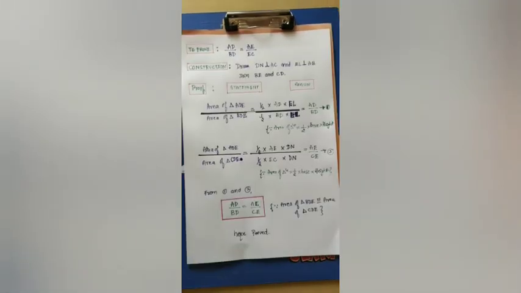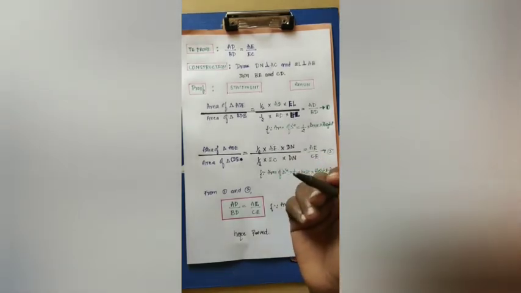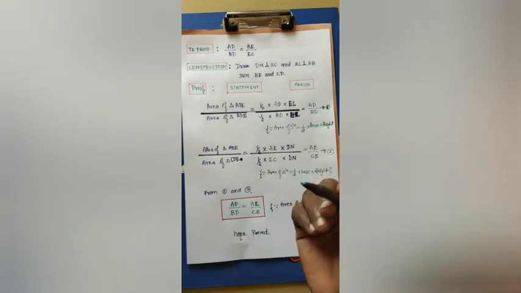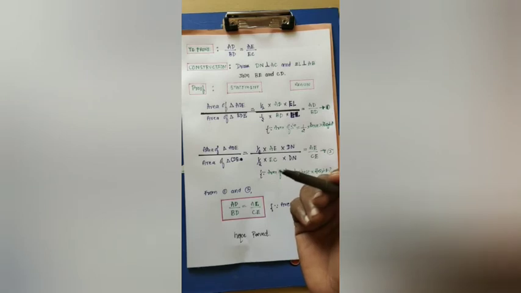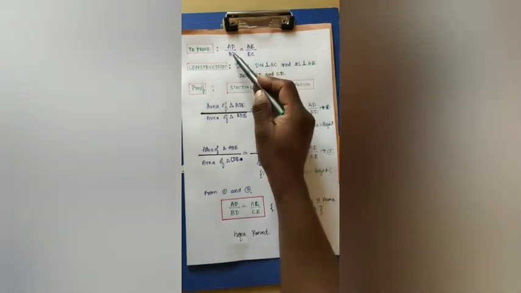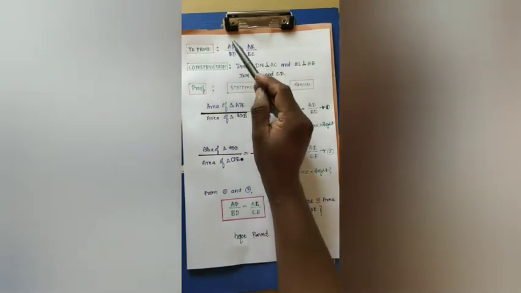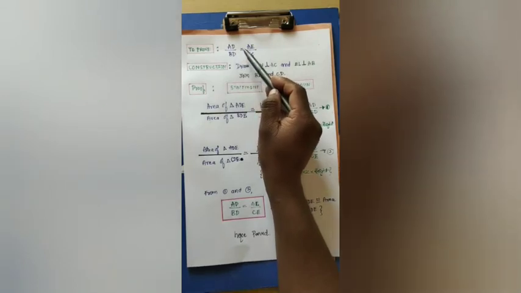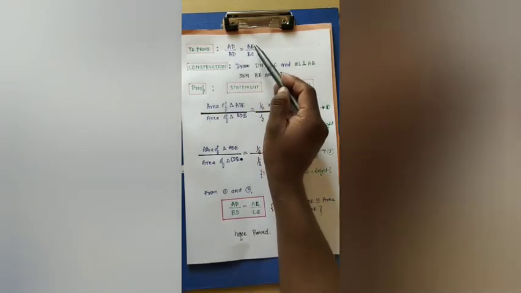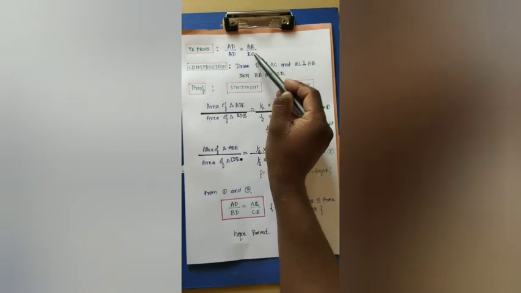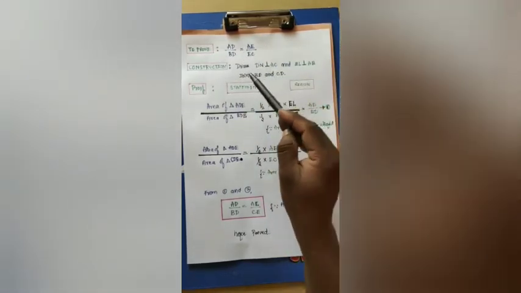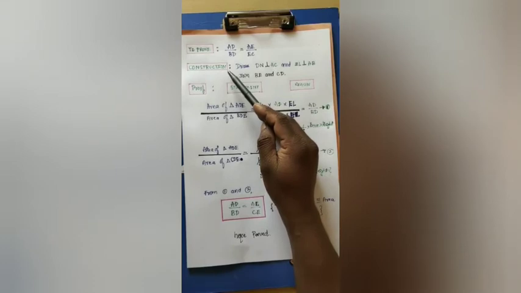Next we need to prove that if a straight line is drawn parallel to a side of a triangle, then it divides the other two sides proportionally. So we need to prove that AD by BD equals AE by EC. Next, we have the construction step.